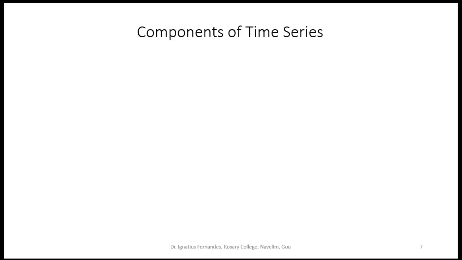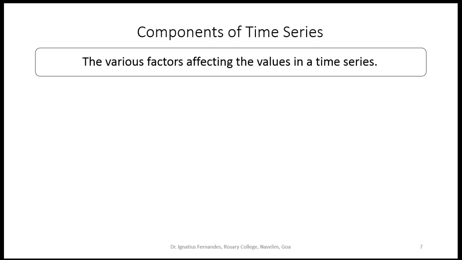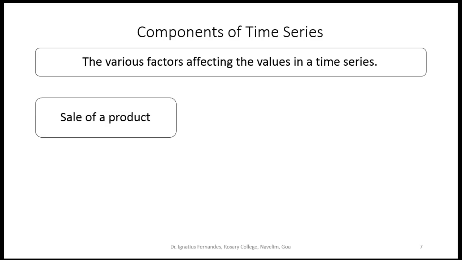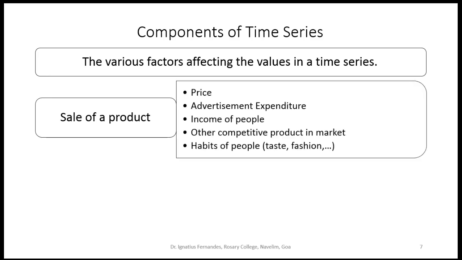Now, what are the components of a time series? Components of a time series are the various factors affecting the value in a time series. Let's say for example, suppose I consider the sale of a product. The sale of a product will depend on many factors like price, advertisement expenditure, the income of people, other competitive products that are available in the market, the habits of people, and so on.